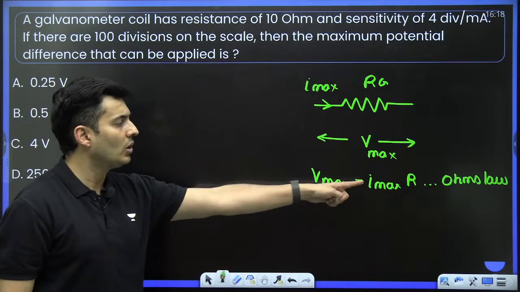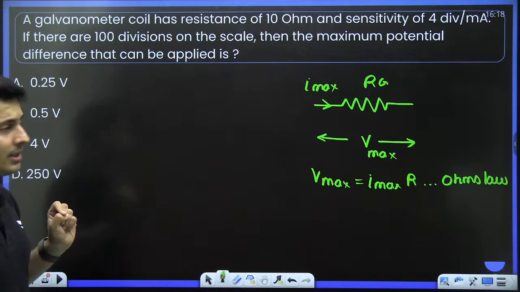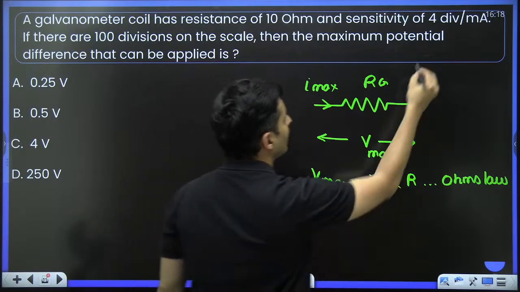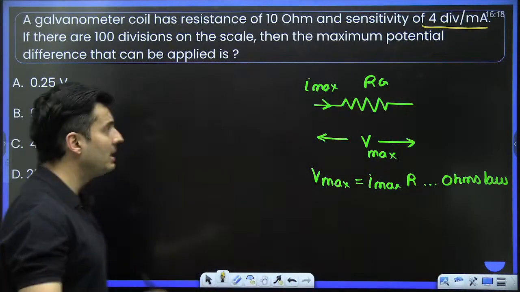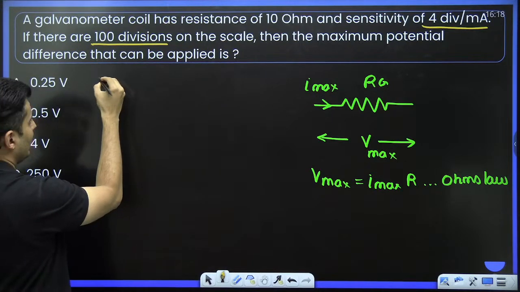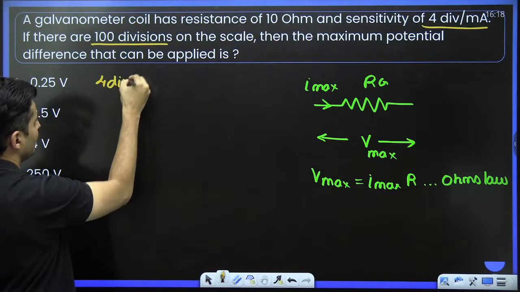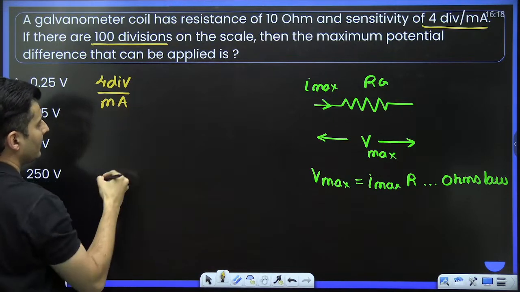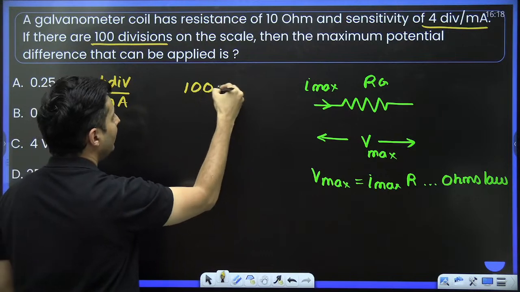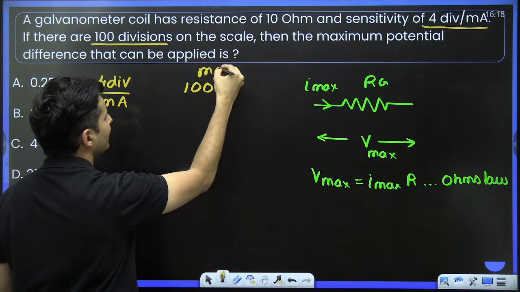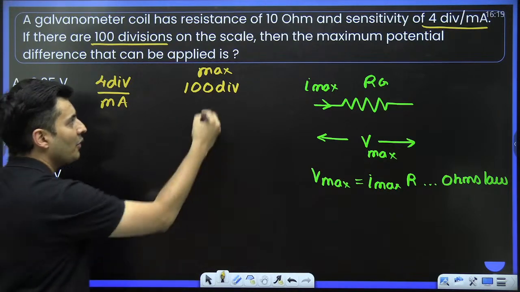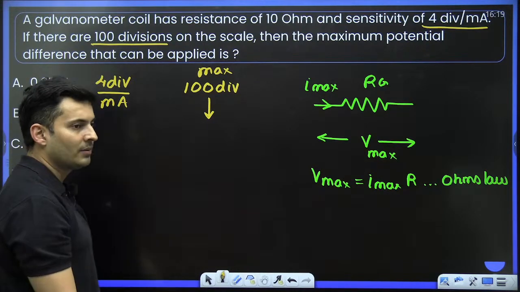The problem is I do not know I max, I just know the resistance. So for that, use the given piece of information. Read this carefully. There are 4 divisions per milliampere and there are 100 divisions on the scale. So if there are 4 divisions per milliampere, and there are totally 100 divisions, these are the maximum divisions possible. How many milliamperes will you get for that maximum 100th division?